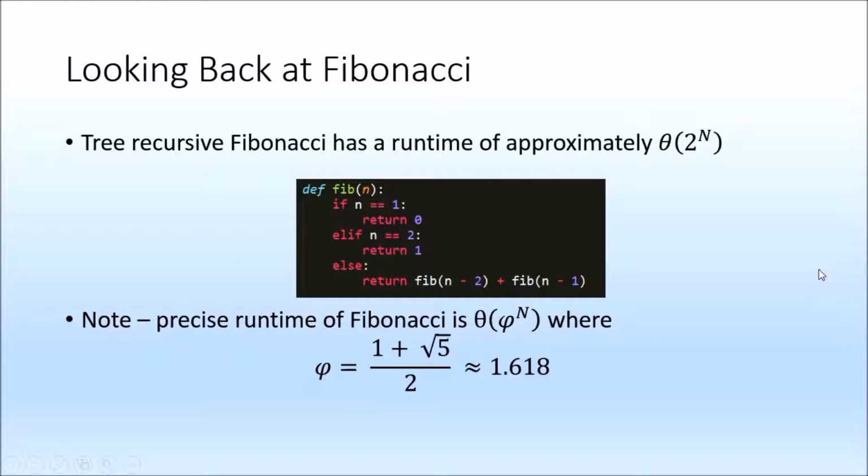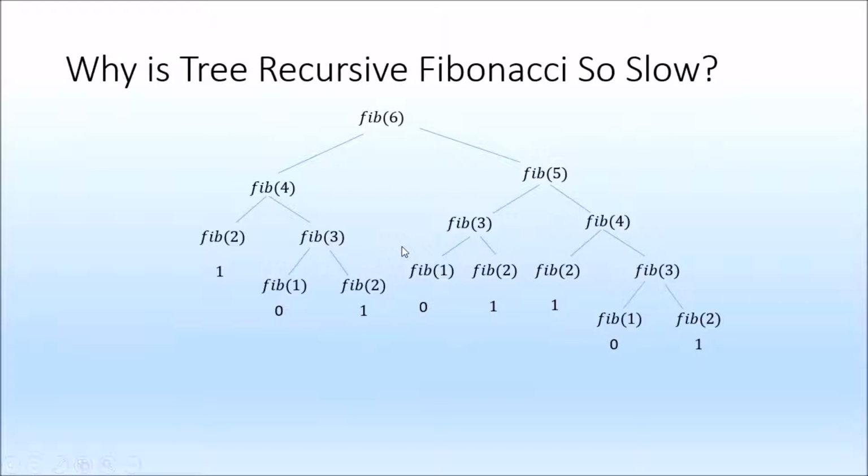So it kind of doesn't make sense that the definition of Fibonacci should lead to such a bad function, you know? Like that feels wrong. So our question now is going to be, why is it that tree recursive Fibonacci is so slow? And is there any way to improve it? So now let's look at the Fibonacci tree.